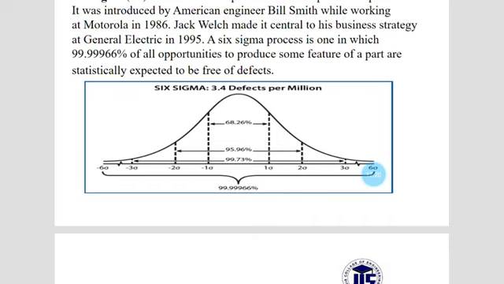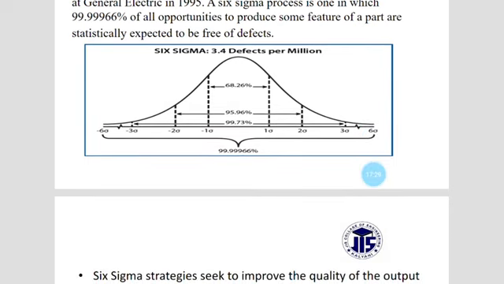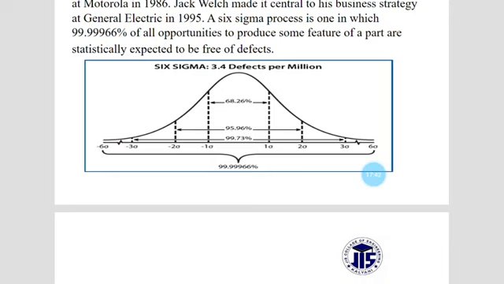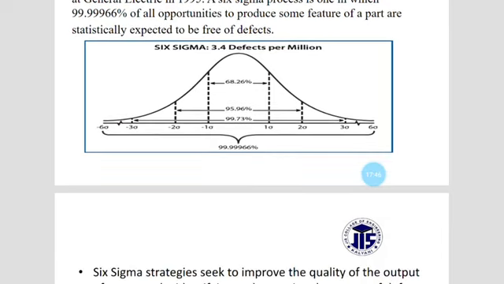Six Sigma means 3.4 defects per million, and we concentrate according to this figure. We can see the positive Six Sigma and the negative Six Sigma, and the defects come from these 3.4 defects per million. The value from positive 2 sigma to negative 2 sigma will be considered as 95.96%.